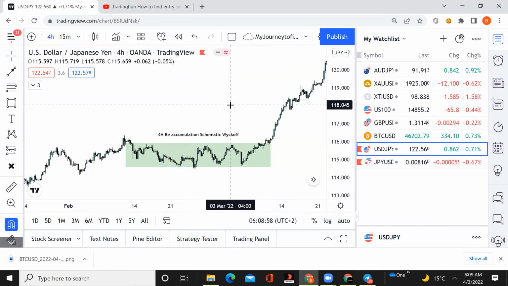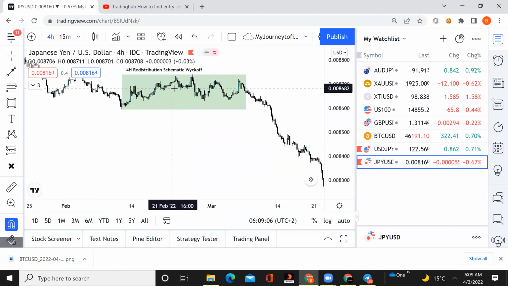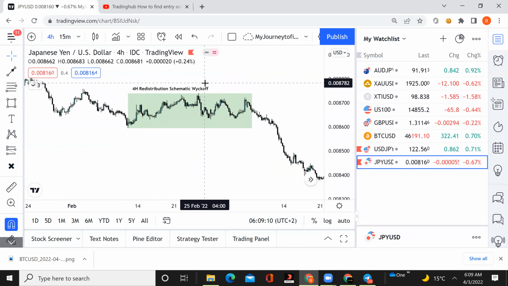This has reaccumulation ideas. But you don't even need to know Wyckoff, because once you see price breaking structure up there, and you see price break structure down here on the redistribution on the JPY USD, this can help you identify buyers. So whenever you find yourself getting confused, you don't know, should I look for a sell, should I look for a buy? This is a great idea that you can use.